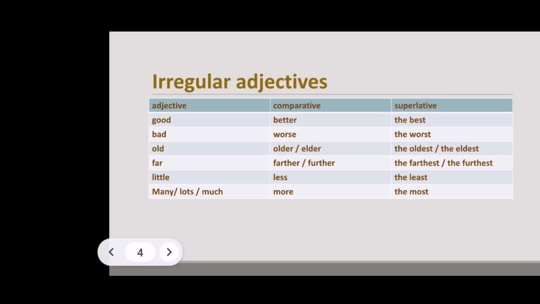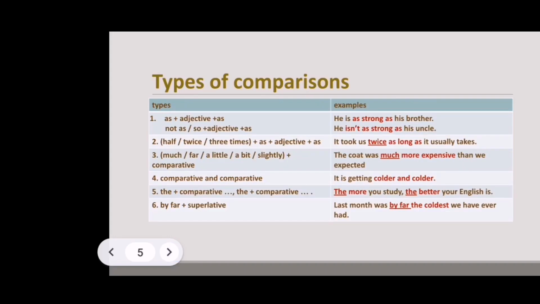Far also has two ways. Farther, the farthest, about distance, or further, the furthest. Little and many, lots, much, we know already. Little, less, the least, and more, the most. Pause the video, take as much time as you need, and try to remember the words by heart.